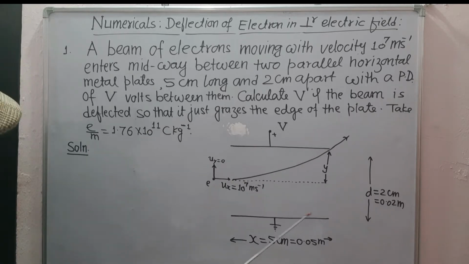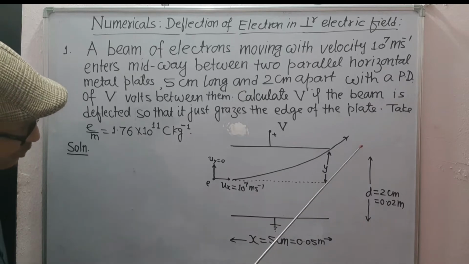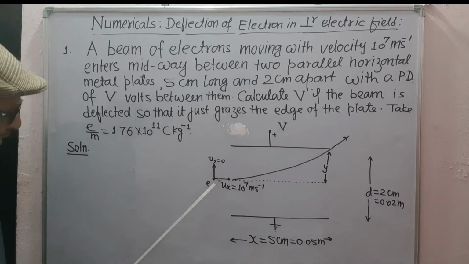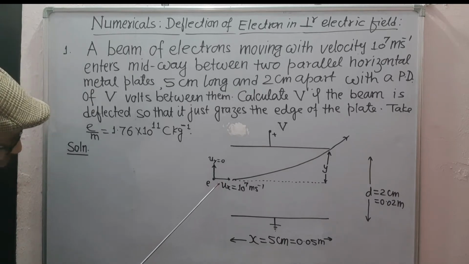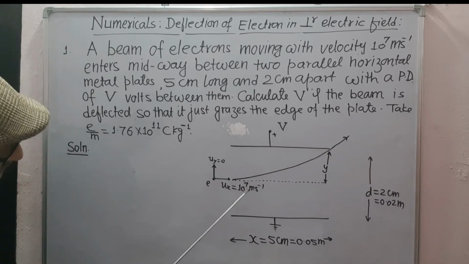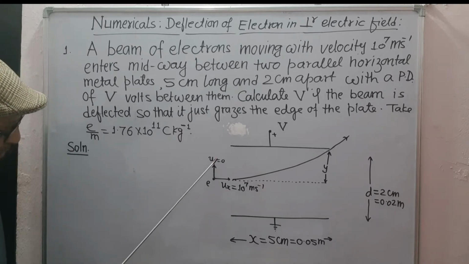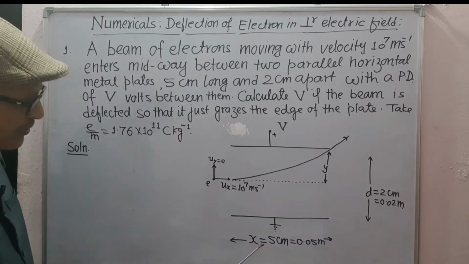Suppose these are two parallel metal plates. The length of the plates is 5 cm, which is 0.05 meter, and the distance between the two plates is 2 cm. This is the electron moving with constant horizontal velocity 10 to the power 7 meter per second. So its vertical component u_y will be 0.